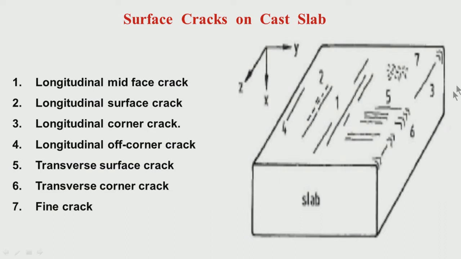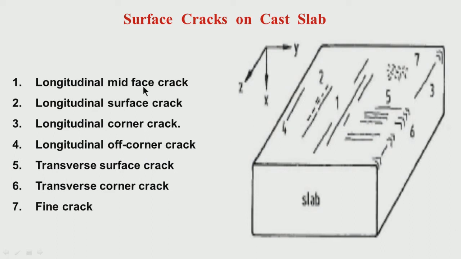So, this is the longitudinal direction. Z is the longitudinal direction, Y is the width direction, and there is a thickness direction X. Now let us see what are the cracks, surface cracks on cast slab. That means cracks will be visible on the surface of the slab itself, that is why they are called surface cracks.